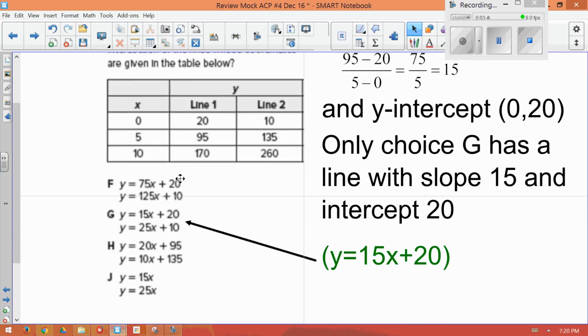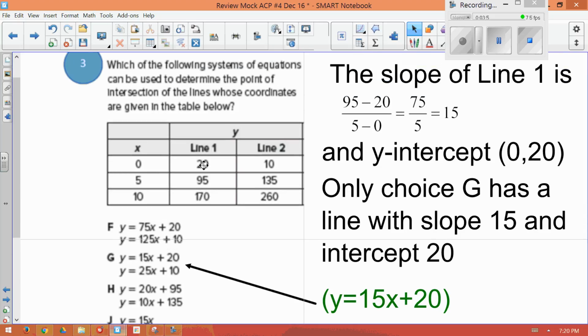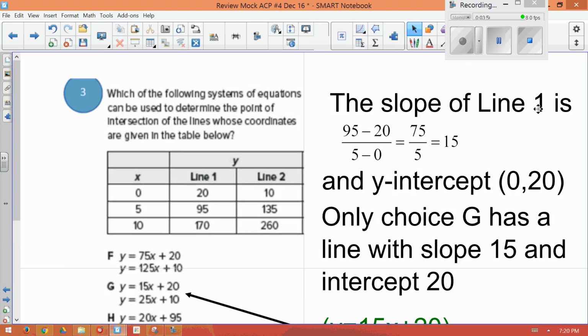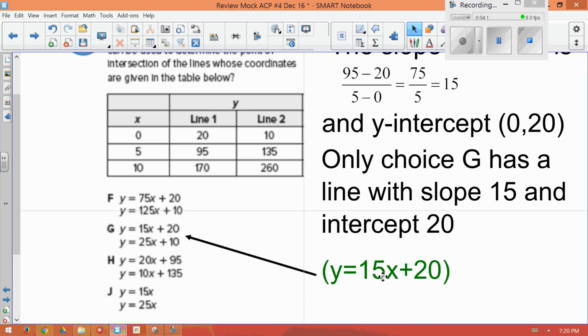Well, all you've got to do, I noticed that all the lines are different. So if I just find the equation of one of these lines, it's going to be part of one of these systems. If I find the slope of line 1, using the slope formula, subtracting the y's over the x's, you'll get a slope of 15. And because the y-intercept is where x is equal to 0, that gives me the y-intercept. So my equation of my line is y equals 15x plus 20. That's the equation for line 1.